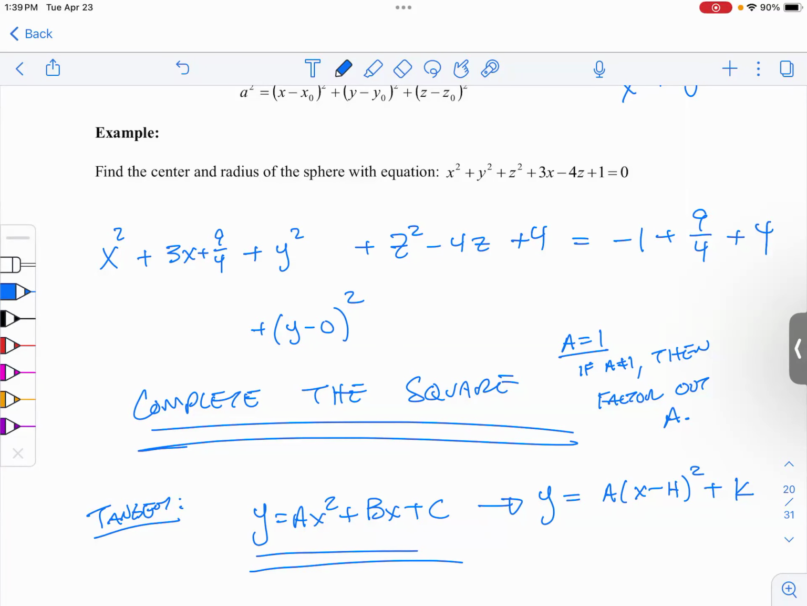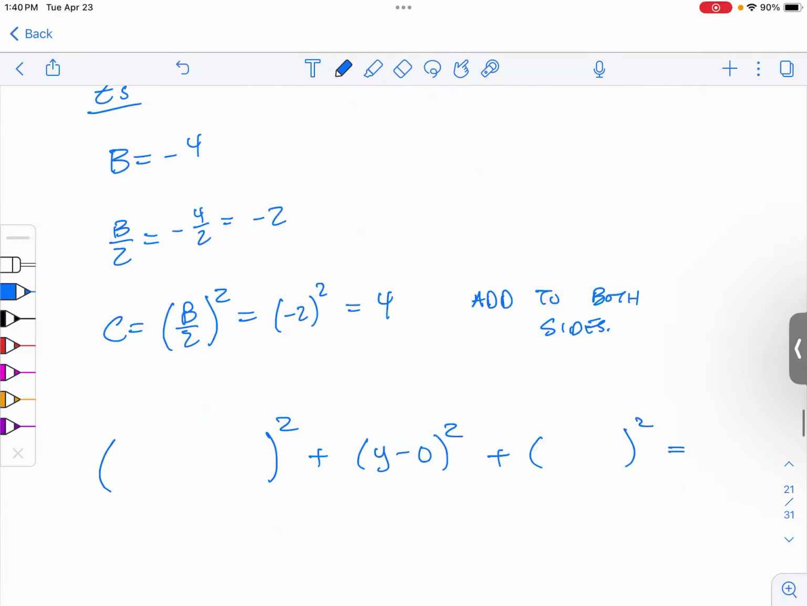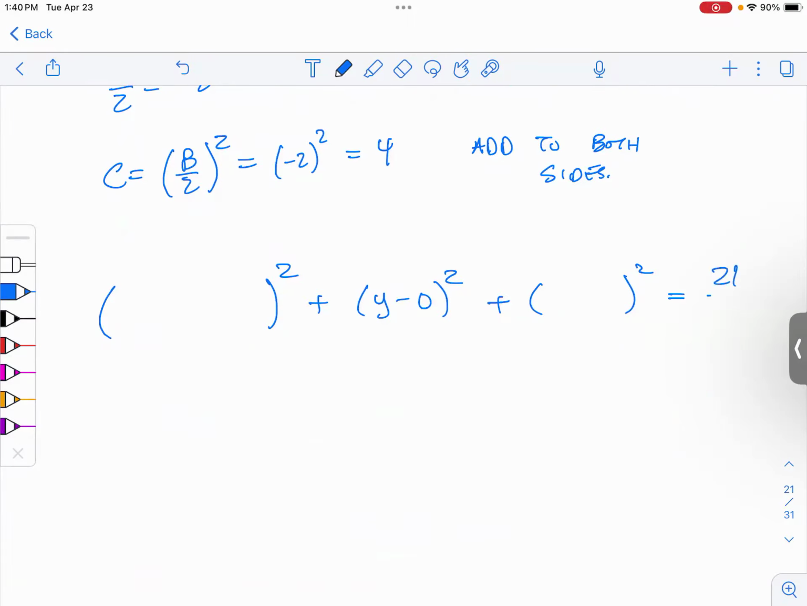Okay, and -1 + 4 + 9/4 is 21/4. All right, so I'm just adding those three numbers on the right side of my equation. So the whole point of completing a square is to get it into the form of x plus something, and similarly, z plus something.